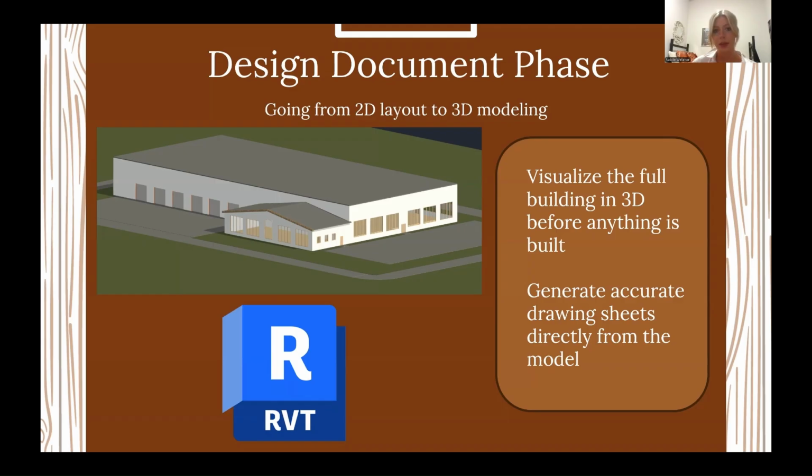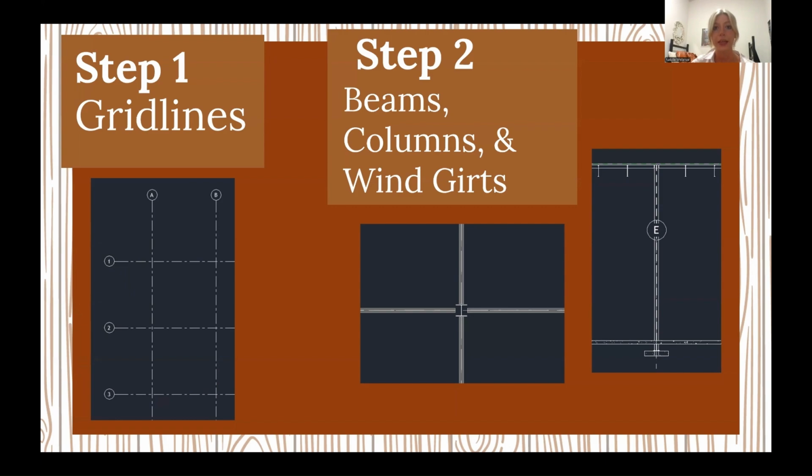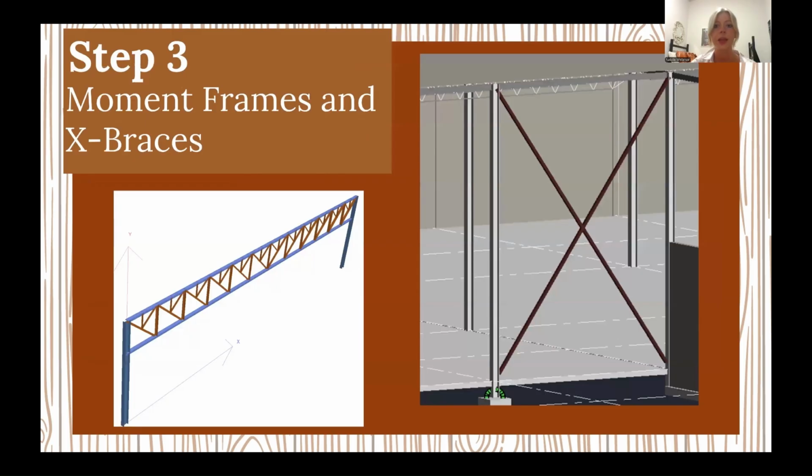Next is the design document phase. We're going from our schematic 2D layout to our 3D modeling using Revit. Here's the Revit design process. Since Ella has already touched on all the different elements, here's just how they look in Revit. Sometimes they're 2D when we're sketching the different layouts, and sometimes they're 3D when we go into 3D mode.